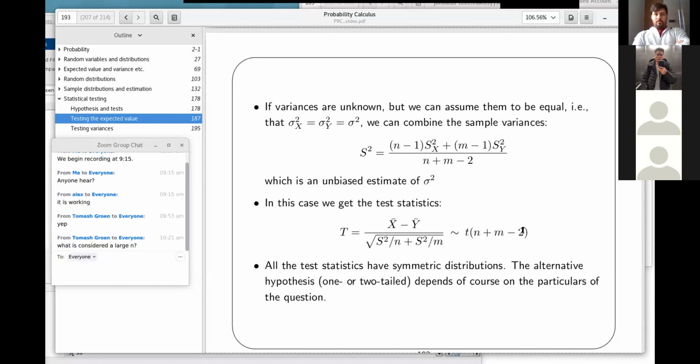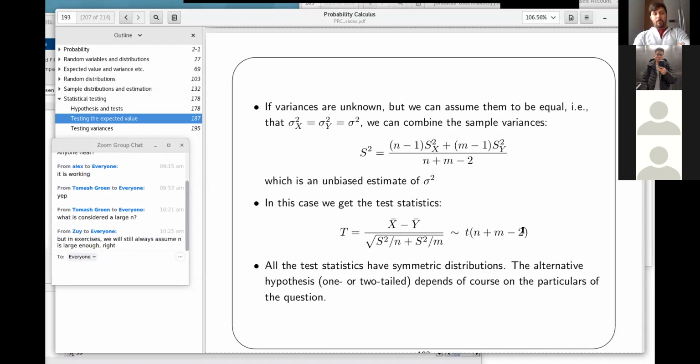Did I answer your question? I probably didn't, but in the exercises you can assume n is large enough. I always say that you assume it's normally distributed in the exercises and the exam. I taught you these computations for the case where you can safely assume that things are normally distributed or n is large enough.